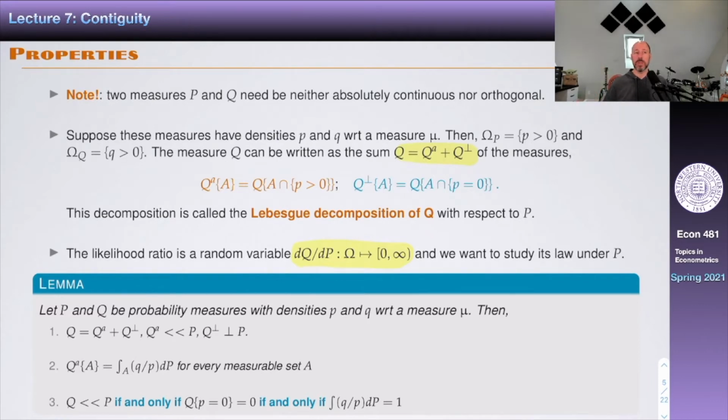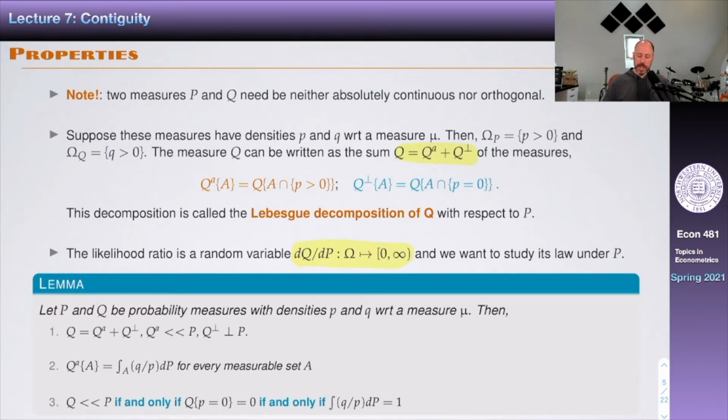And here we have multiple measures. In particular, we have Q and P. So we will have to clarify what we mean when we say something has this property, has this distribution, converges in distribution, and we'll have to clarify under which. Anyway, let's just look at this lemma.